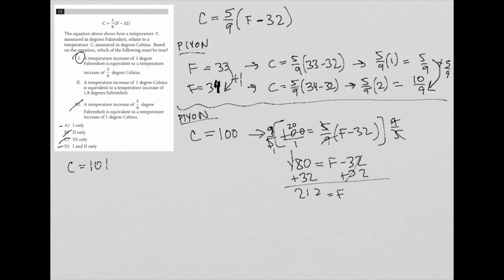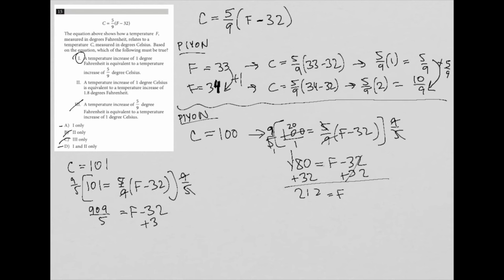I can do the exact same math, so I'd have 101 is equal to 5/9 f minus 32. Again, the exact same process, which is 9/5 being multiplied on both sides. Again, the 9/5 crosses out on the right-hand side, leaving me with f minus 32. And then I have a little bit more work to do on this side, but 101 times 9 is 909. So I'd have 909 over 5.